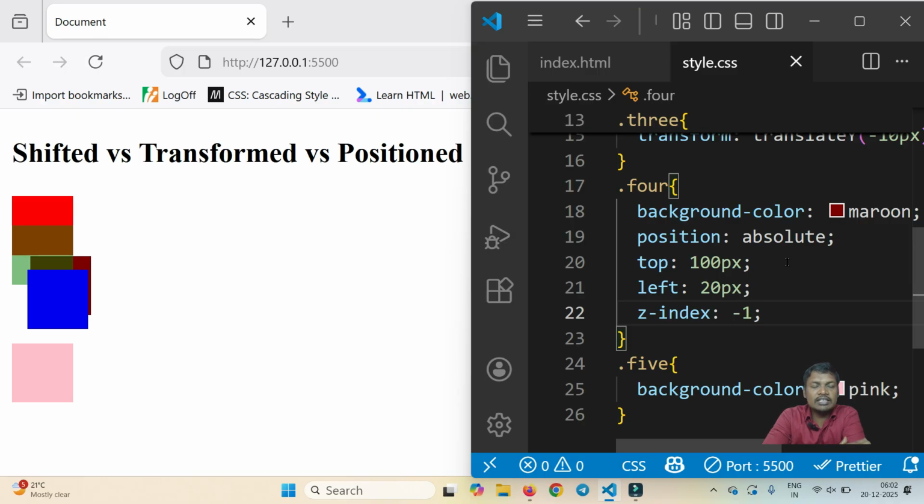Shifted elements are just moved away. They are displayed away, but their original position is reserved in the normal document flow. A transformed element is similar. A positioned element is an element that leaves the normal document flow and creates another composite layer. That positioned element is like a plane. A plane means a two-dimensional area, X and Y, like a paper.